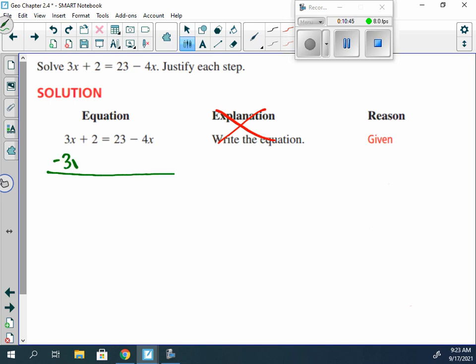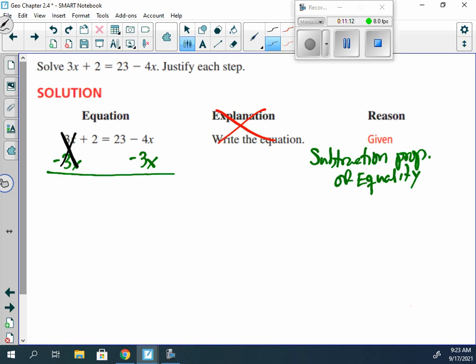So we can subtract 3x from both sides. So what's our property that lets us do this? It's our subtraction property of equality. Well, 3x minus 3x is 0. So we have 2 is equal to 23 minus 7x.